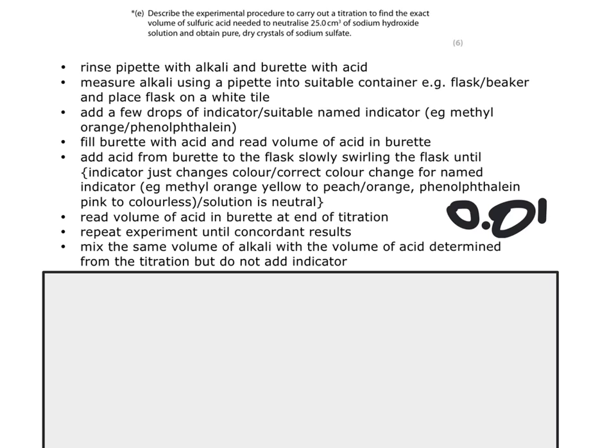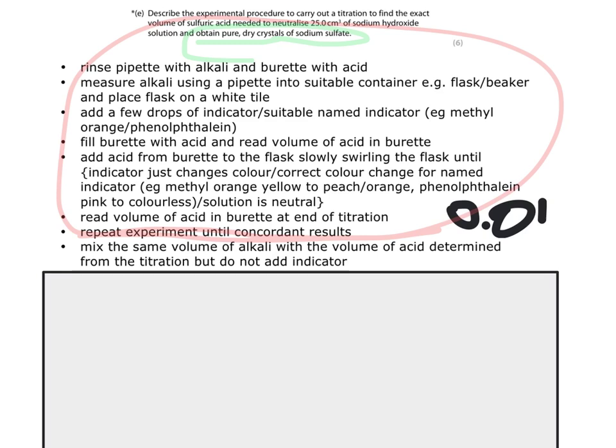And then, once we've got concordant results, we mix the same volume of alkali with the volume of acid determined from the titration, but we don't add indicator. So at this point here, we've completed the titration. So this bit here, that's our titration. We've done the titration. We're now trying to answer the next part of the question, which is how do we obtain pure dry crystals of sodium sulfate?